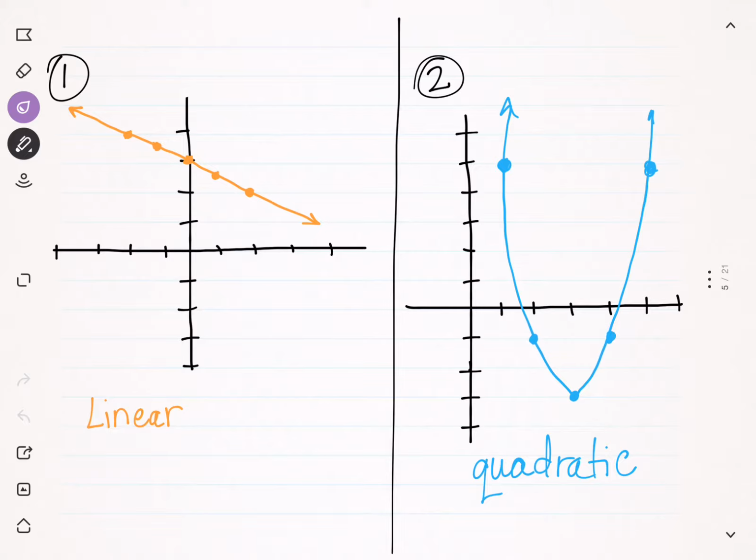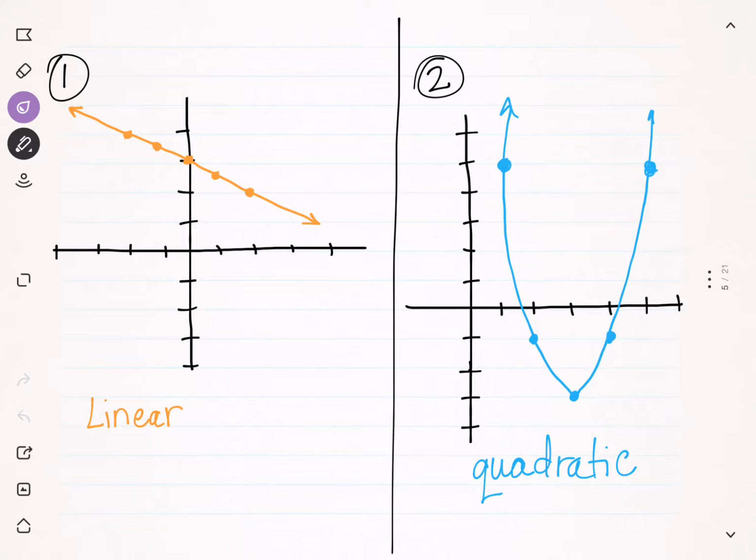Okay, so number 1 is a linear function. When you plotted all 5 points, they fall nicely in a straight line that's slanting down in the negative direction. It's decreasing, so it'd be a linear function and its slope would be negative. Number 2, when you plot those points and connect the dots, they fall in that U shape or a parabola, which makes it a quadratic function.